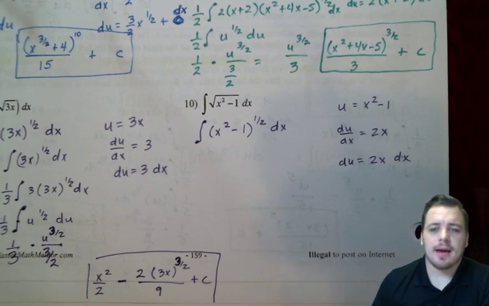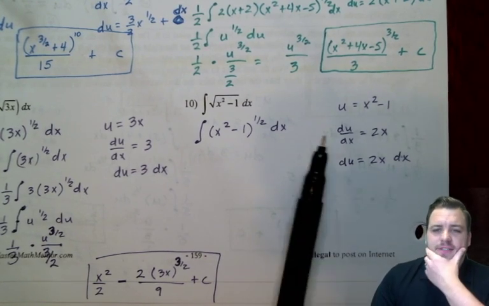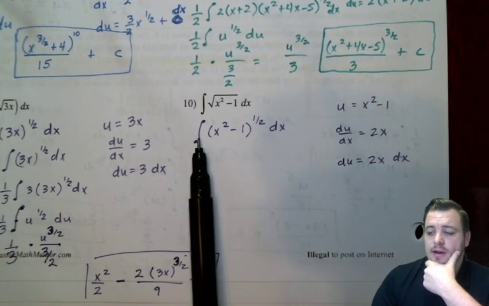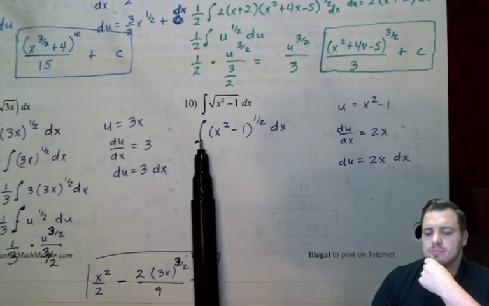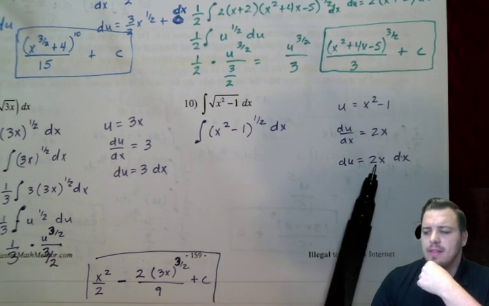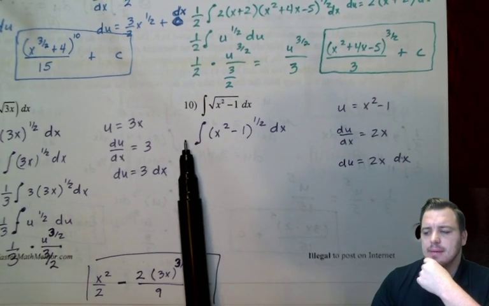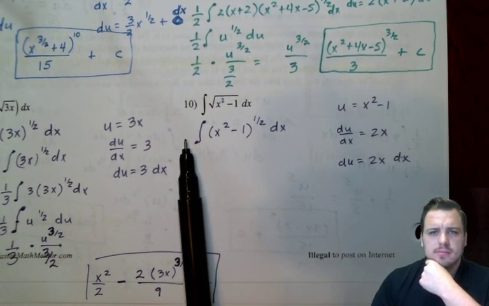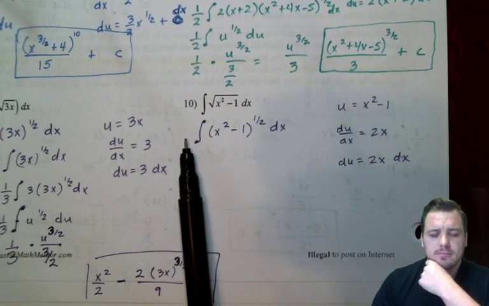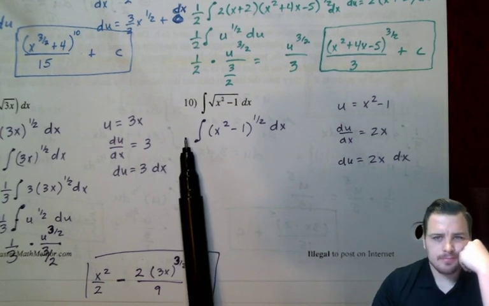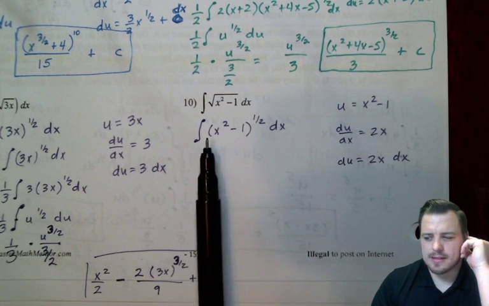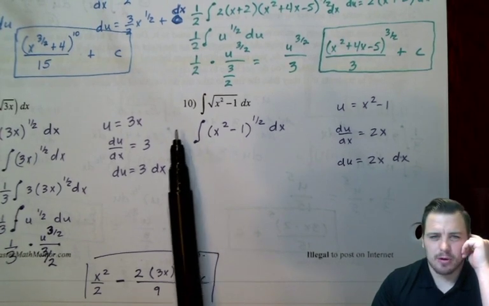Now I have the dx here. I don't have anything here. So I multiply this side by 2x and this side by 1 over 2x. Can I do that? Yes or no in the chat box. Can I multiply this side by 2x and this side by 1 over 2x?